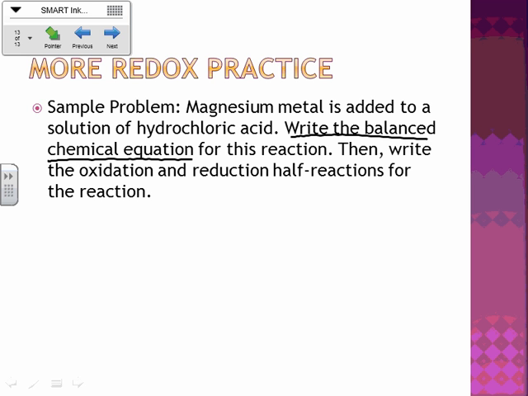And then for the second part, they always ask you some sort of question about the reactions. And this is a question that they'll ask often, like write the oxidation half reaction or write the reduction half reaction. Okay? So magnesium metal is added to a solution of hydrochloric acid. Mg plus HCl. What's going to happen here?